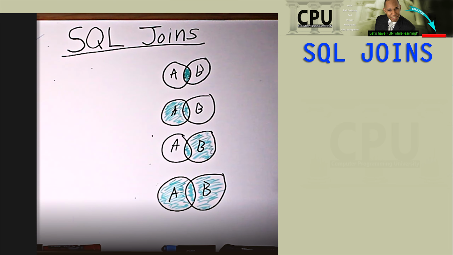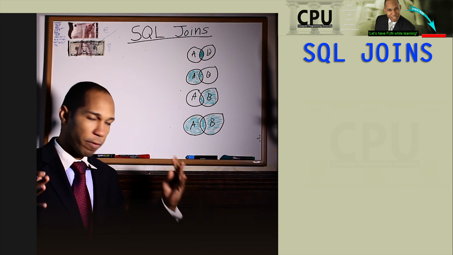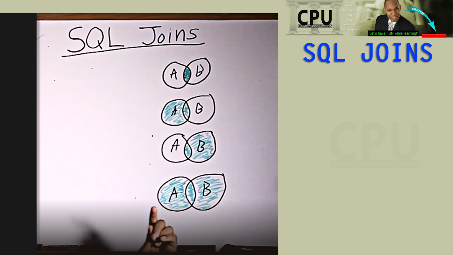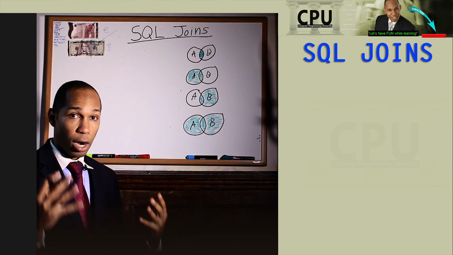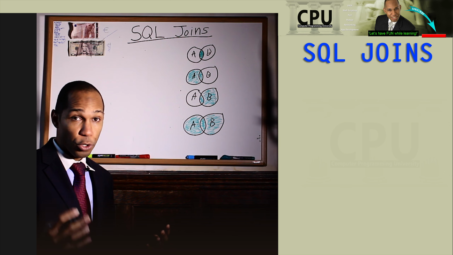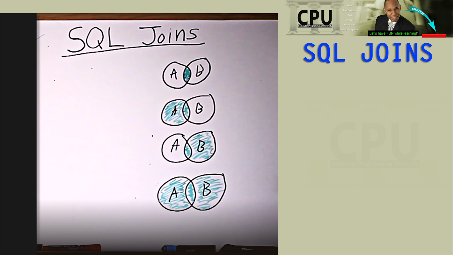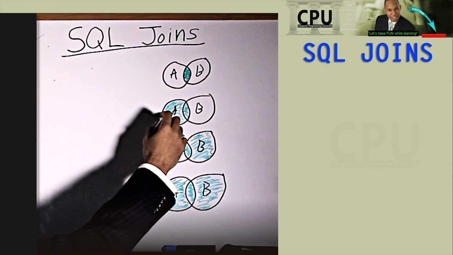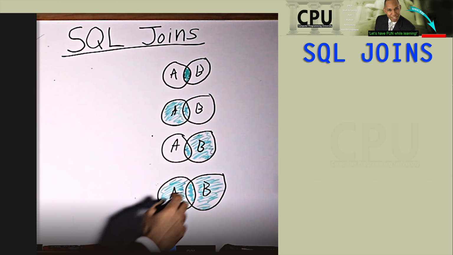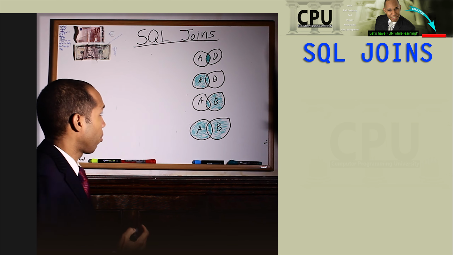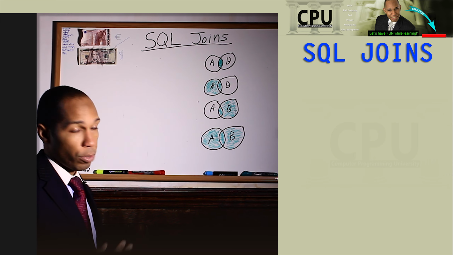A join is where you're combining data from two different tables. I've got table A and table B, and I'm gonna join them together almost as if they are one table instead of two. Now, there are different ways of doing that. So you have an inner join, a left join, a right join, and a full outer join. That's what this represents. So we're going to go ahead and start with the first one.